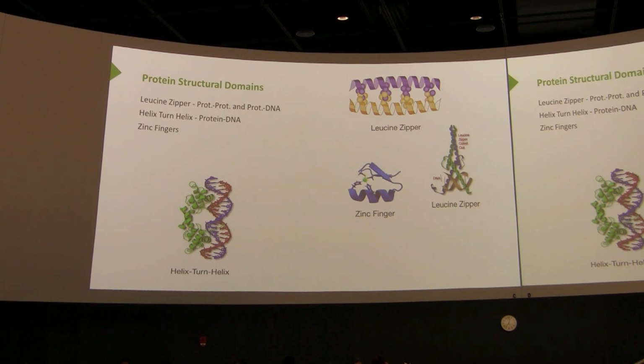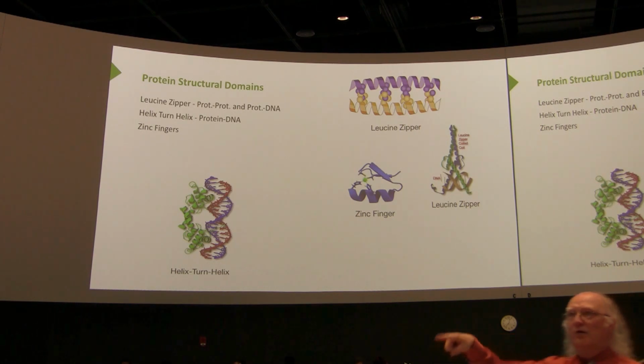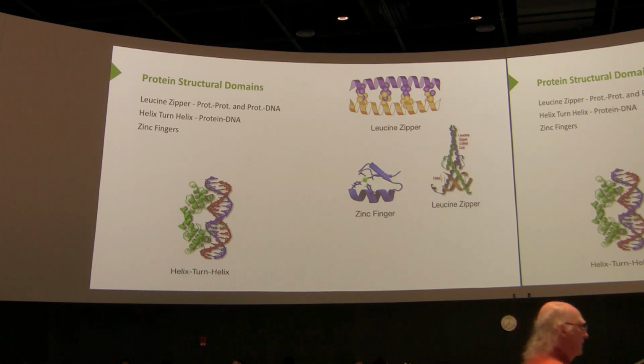Zinc fingers are parts of a protein, and these are all parts of a protein. These are not proteins, but parts of many proteins. Zinc fingers are parts of a protein that have a zinc, and it causes the protein to sort of bend around that zinc, and it forms, literally, a finger. You can see it poking itself into various things, again, commonly DNAs.